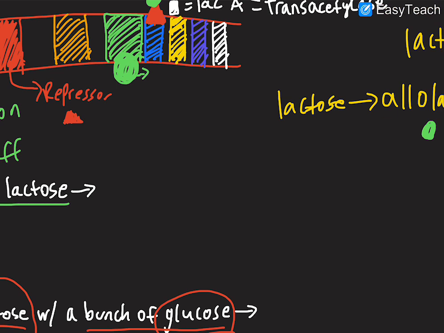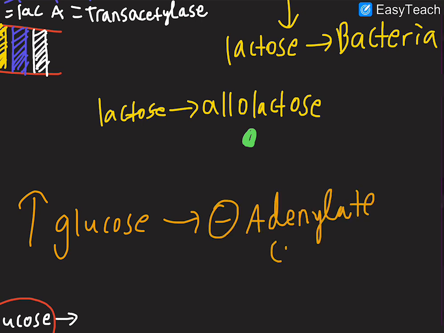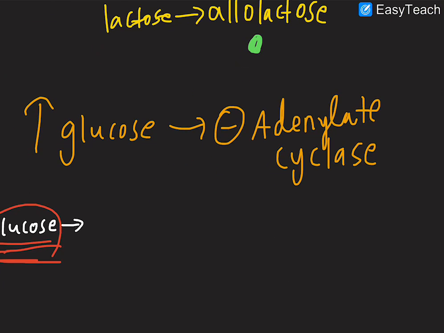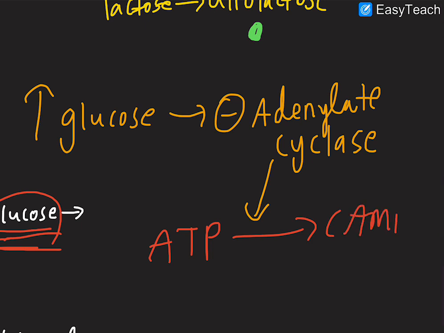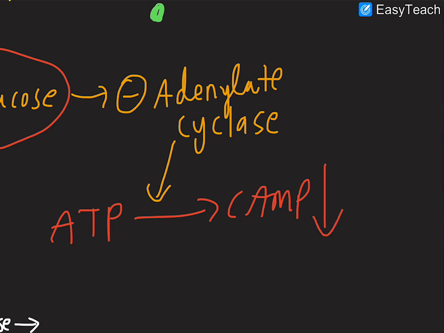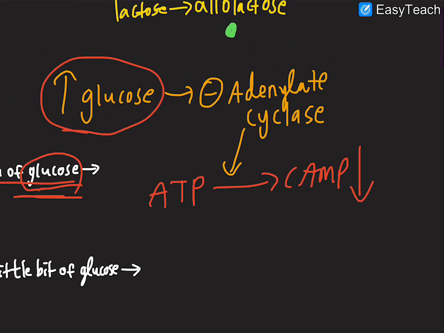All right, so one thing we should mention is that a lot of glucose will actually inhibit adenylate cyclase. Now, how is that important? Because remember, adenylate cyclase converted ATP into cyclic AMP. So that means if you have a lot of glucose, you're going to have very little cyclic AMP. And if you have very little cyclic AMP, you have very little of CAP proteins.